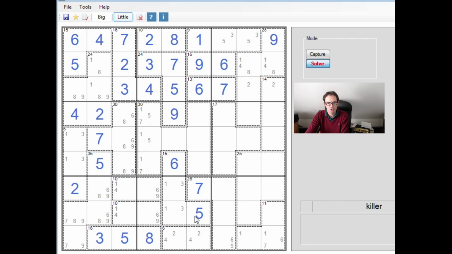The 11 cage can't contain a 5 because we have a 5 here and a 5 here, so there's a 5 in one of those 3 positions. I'm trying to do this in as elegant a way as possible, but I feel like I'm missing something here.